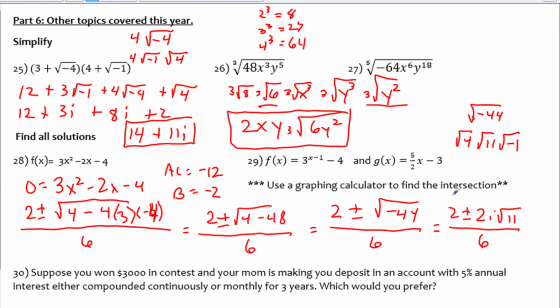The only thing I have left to do is I'm noticing that all of the numbers outside of the radical, the 2 and the 2 and the 6, they all have a 2 in them. So I'm going to simplify this a little bit more, and I'm going to say 1 plus or minus i root 11 all over 3. This would be my most exact answer in simplest radical form of my number 28 f of x function.